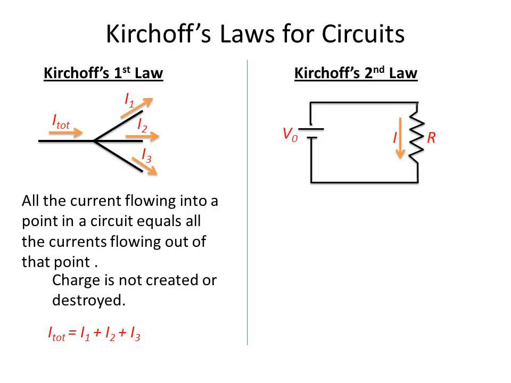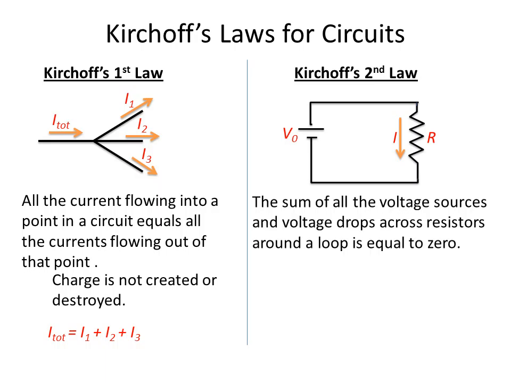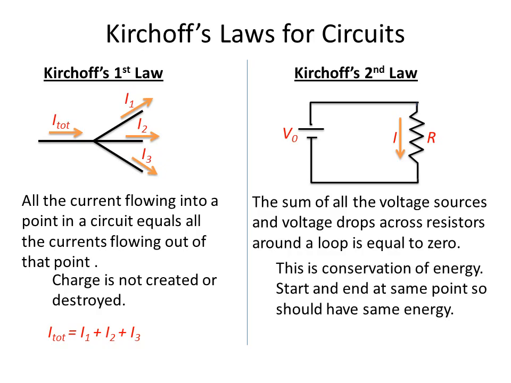Kirchoff's second law looks at what happens when you go through a loop circuit. It says the sum of all the voltage sources and all the voltage drops across resistors around a loop is equal to 0. This is conservation of energy. We start and end at the same point, so we should have the same energy when we get to that point.